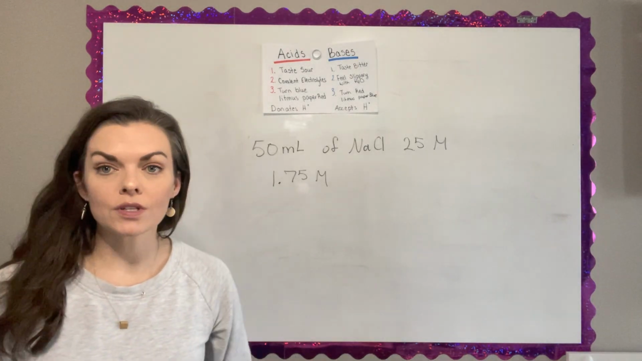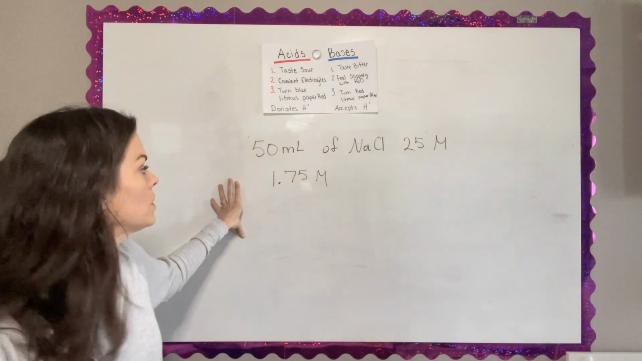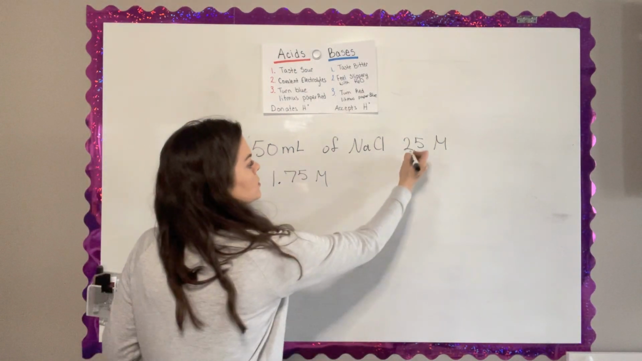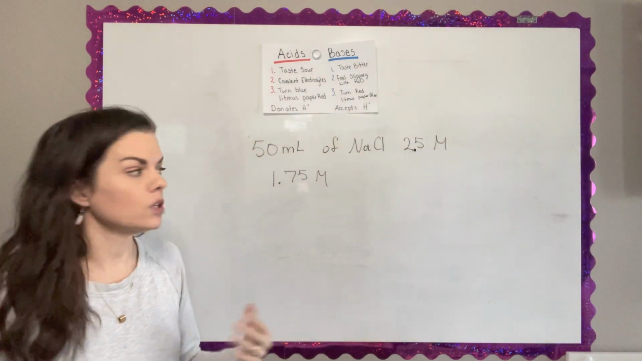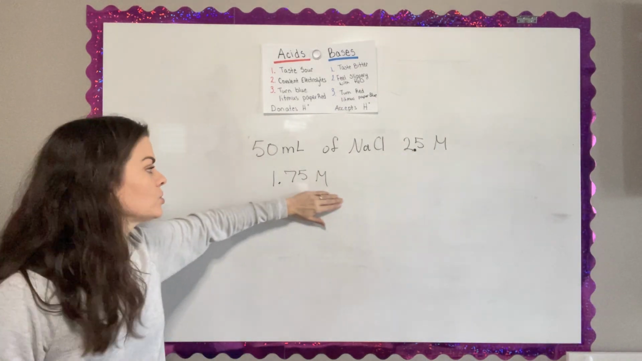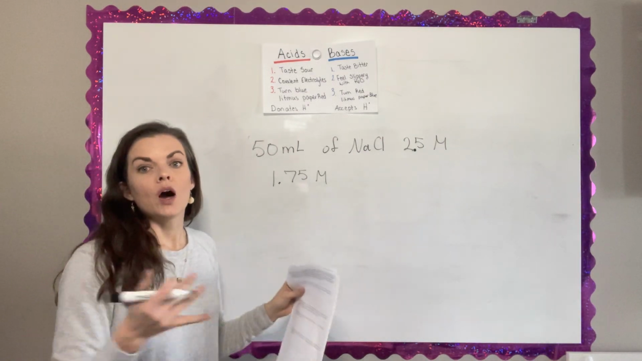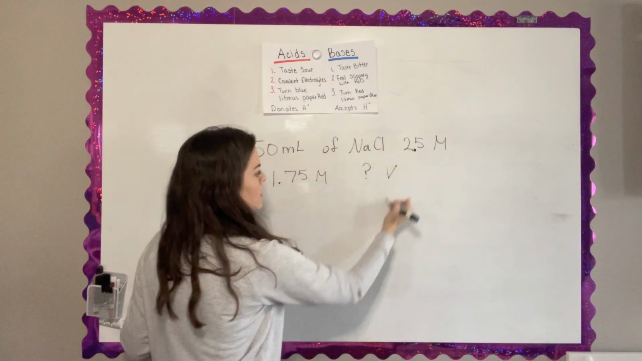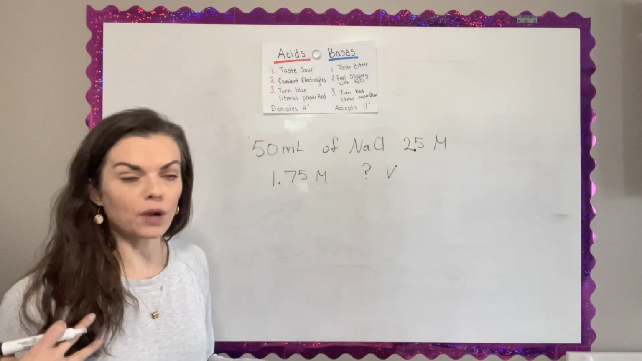For the last one, it's another dilution problem. It says that a chemist makes 50 milliliters of NaCl, a 2.5 molar solution, and they want to take this solution of 2.5 molar and dilute it down to 1.75, and it's asking me what is the volume of this that I need to take. And so I'm going to use the M1 V1 = M2 V2 because that's just my preference.